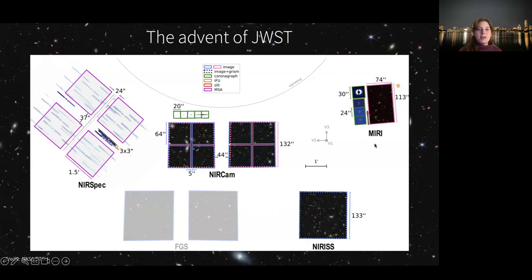Then there's the instrument MIRI, which is the only instrument aboard the James Webb Space Telescope that looks at these even longer wavelengths, between 5 microns and around 30 microns. This distinction between the near infrared and mid infrared is going to become important when we talk about how the telescope achieves the sensitivity that it has.